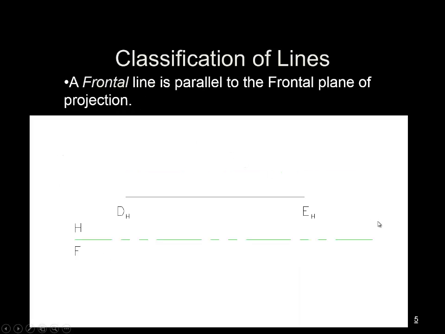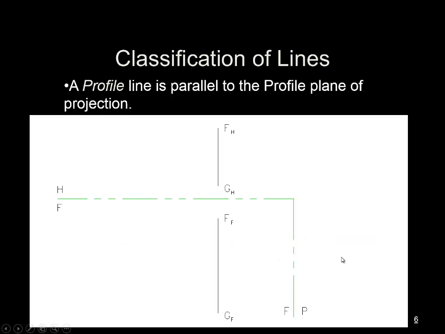So here I have a line that's drawn in the horizontal plane, and it is parallel to the front plane. So therefore it is a frontal line. In this case, I have a front view and a horizontal view of line FG, and in both cases, that line is parallel to the profile plane. So this one's parallel to the profile, this one's also parallel to the profile. So it's a profile line.